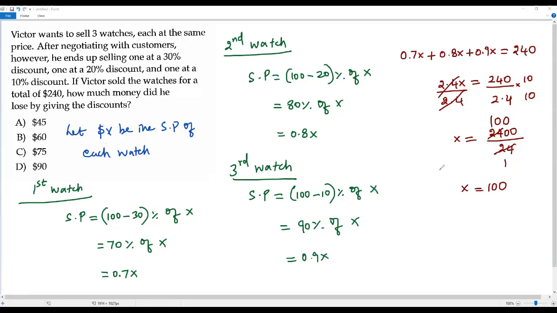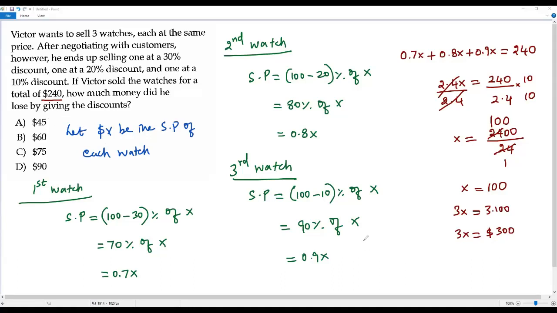So what is the total of the actual price of all the 3 watches? We have to multiply by 3. So 3 times 100, 3X, we get $300. So the total of the actual price of all the 3 watches is $300. So in case Victor had sold all the 3 watches at the rate of $100 each, he would have received $300, but after the discount he sold them for only $240.